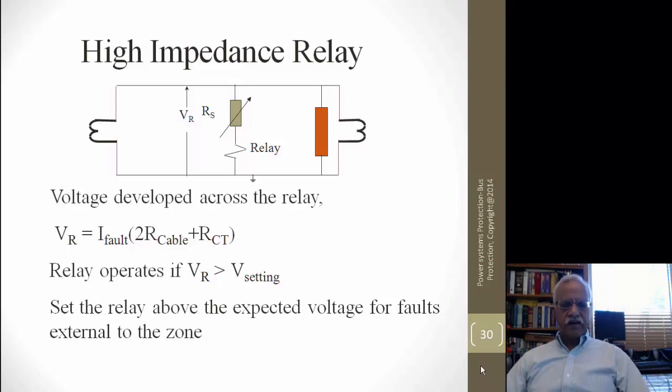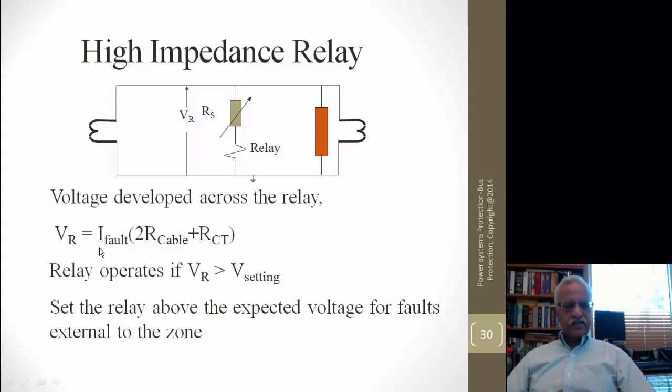For a high impedance relay, you assume the CT saturates and then you calculate the voltage seen by the relay when the current flows through the cable and the faulted and saturated CT. I can write it as an equation: VR equals I fault times (2 times R cable plus RCT). I have a cable connected from the relay location up to the breaker location, and you have a return cable coming back. That is the total length of the cable, which is why we multiply by 2 the resistance of the cable up to the breaker, plus RCT, times the fault current.